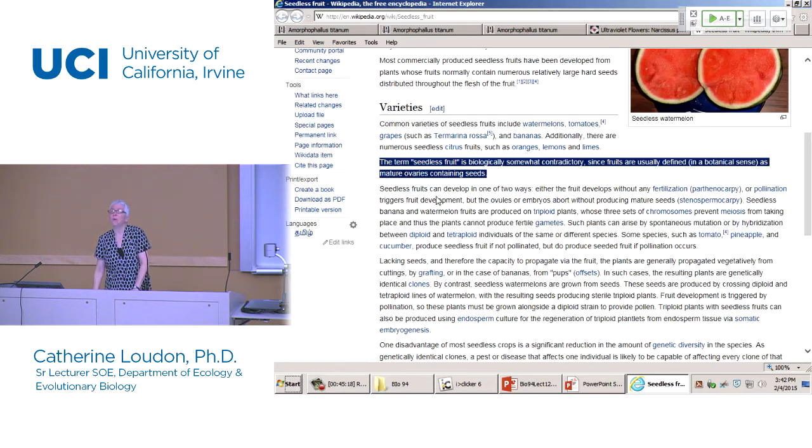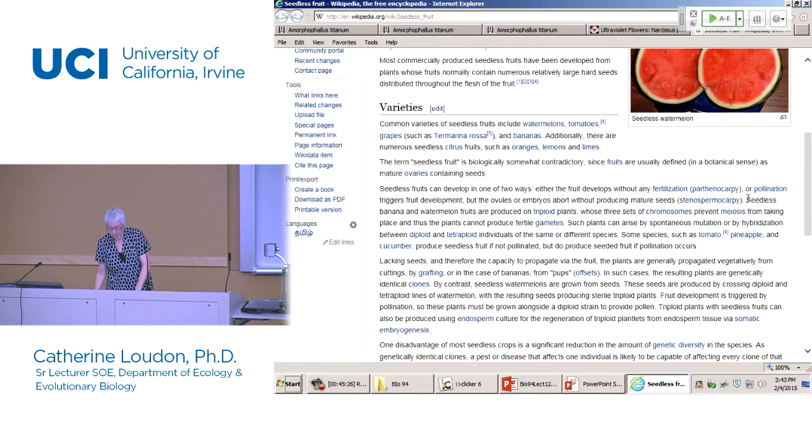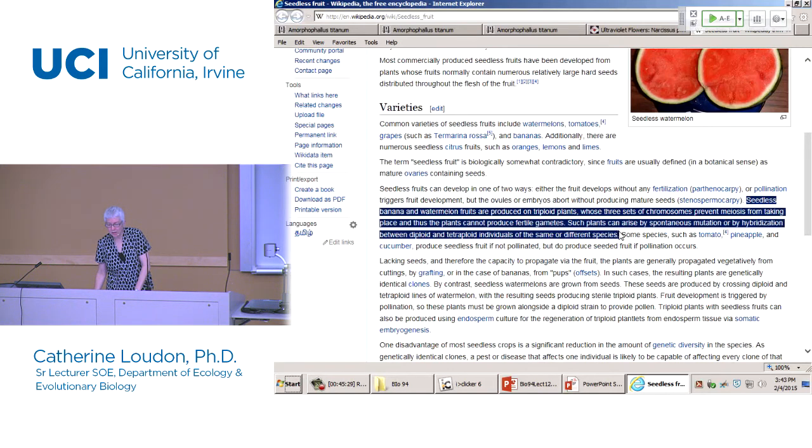There are a number of different ways in which seedless fruits can be developed or can occur. Let's look at this example right here. Seedless bananas and watermelon fruits are produced on triploid plants whose 3 sets of chromosomes prevent meiosis from taking place, and thus the plants cannot produce fertile gametes. And so they're going ahead and producing fruit, but they're not producing seeds because there is no possibility for successful fertilization going on here with the sperm and the egg, because they're triploid.